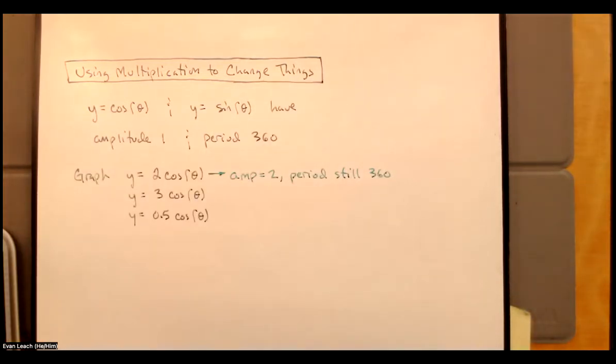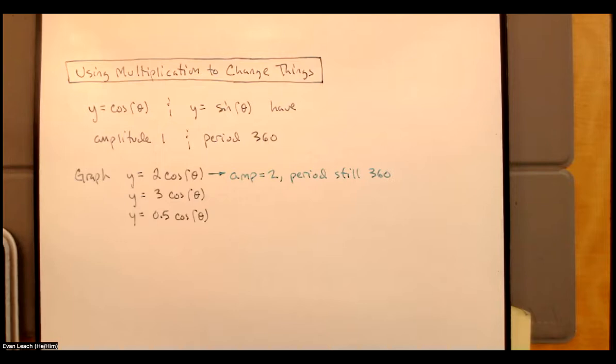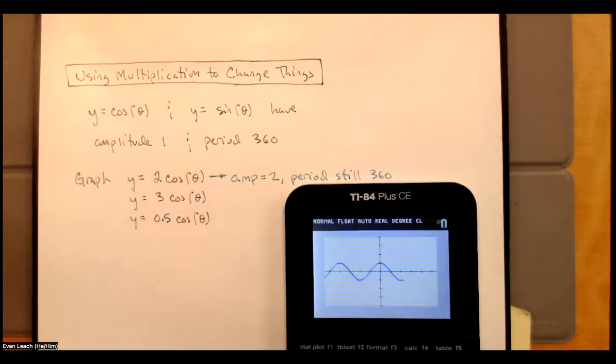So speculate, what do you think will happen if we multiply the y values by 3? Any ideas? Let's redraw all of them. So there's our generic cosine. Here comes 2 times the cosine. And here comes 3 cosines.